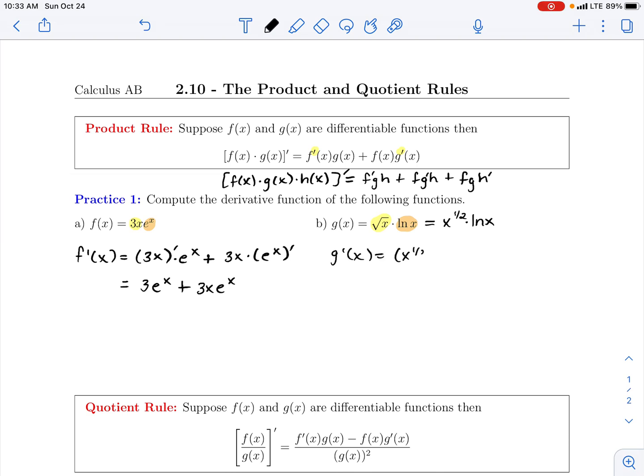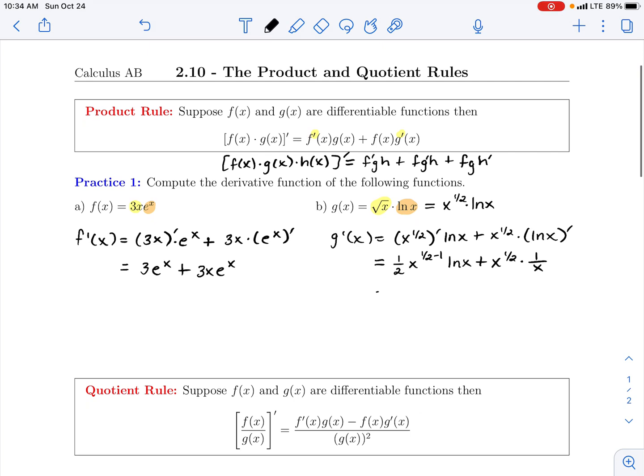Okay, and so now I can take the derivative. So I say that this is the derivative of the first function times the second plus copy the first times the derivative of the second. And so this gives me 1/2 x to the 1/2 minus 1, using power rule, times ln of x plus x to the 1/2 times 1 over x. Okay, and so now I get that this is 1/2 x to the negative 1/2 ln of x plus x to the 1/2 divided by x.